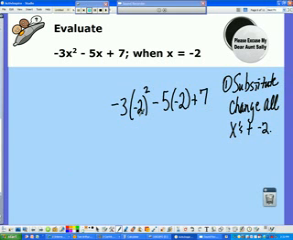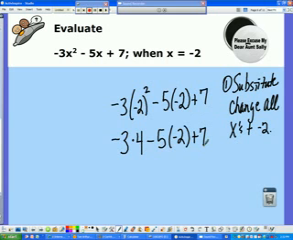So remember, if we take care of the parentheses first, we already have it down to one number. The next thing is exponents, so negative 2 squared gives us negative 2 times negative 2, which is 4. So negative 3 times 4, and then we get minus 5 times negative 2 plus 7. And then remember, the M and the D go together, multiply and divide. So we're going to take negative 3 times 4, which gives us negative 12. The negative here goes with this 5. So we're going to take a negative 5 times a negative 2, which gives us a positive 10, plus 7.